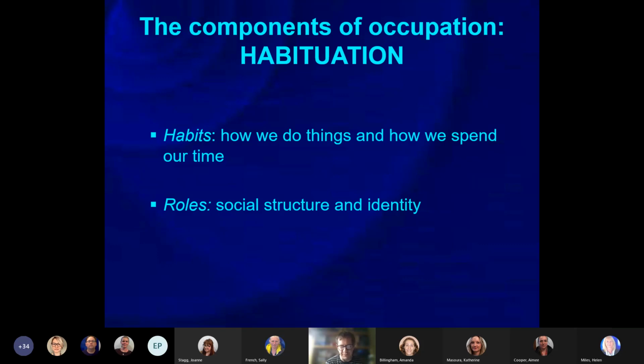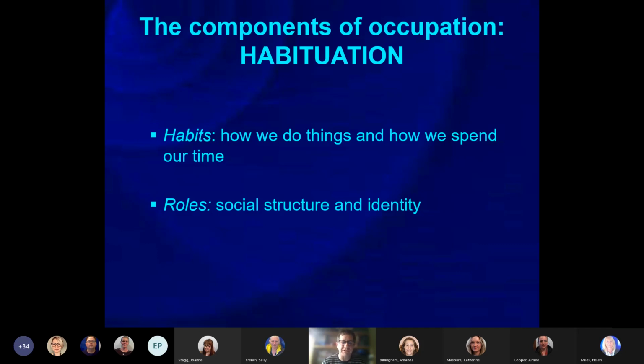So habits refer to how we do things and how we spend our time. And they're generated by consistently doing the same thing until it becomes automatic. So your morning routine will be 20 plus tasks that you're fairly on autopilot for. They become habitual. You don't have to think about them too much. And that's the good thing about habits. They're efficient. They save time. The bad thing about habits, of course, is if you've drifted into unhealthy or unhelpful habits, they don't shift easily.